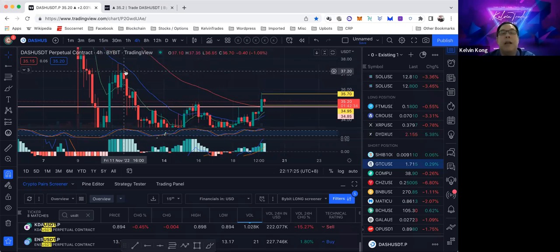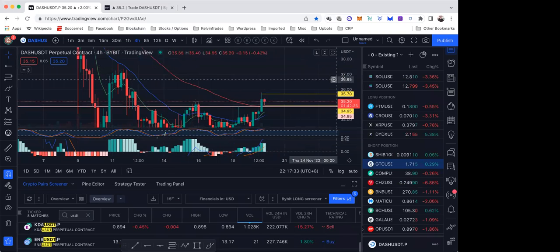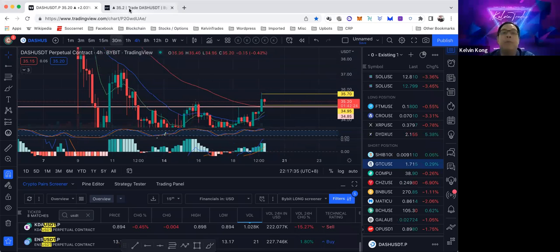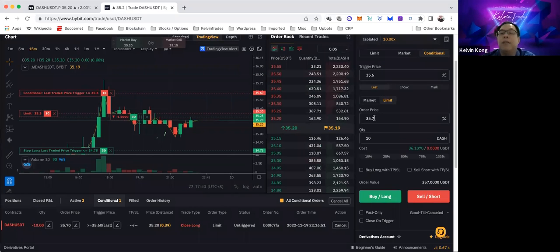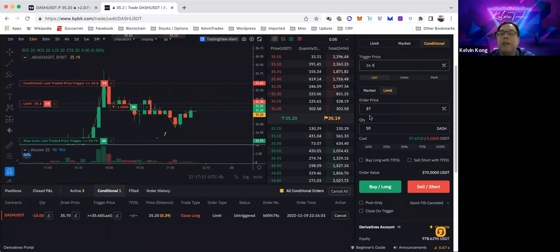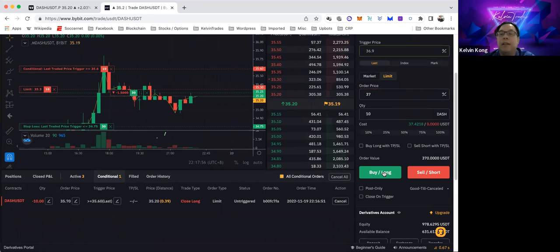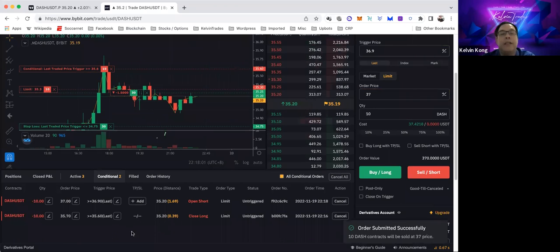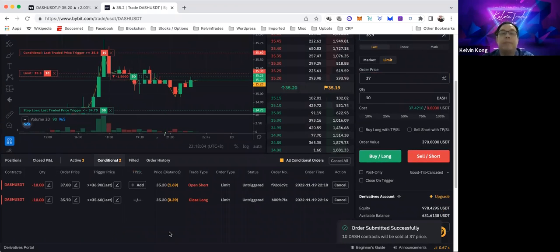I will take this as the next previous high. So my take profit will be slightly below this bunch of candles here. I'll take 37 as my TP2. So my next order price will be 37, TP2. Trigger price slightly below 37, 36.9. This is the second tranche of take profit. Another 10, so I will click sell. You can see over here my TP1 and TP2 are set.